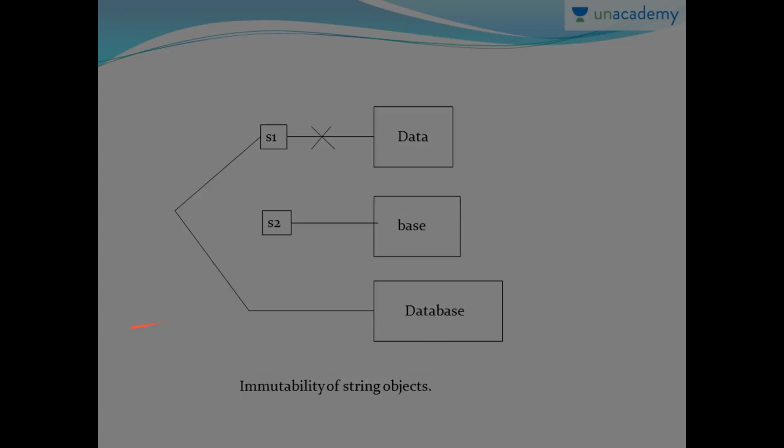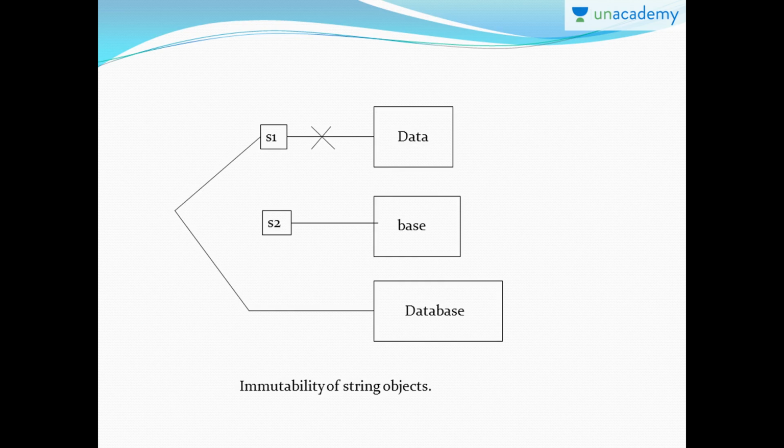But what happens with the JVM is, when you store some data in the S1 variable and some other data in the S2 variable, and then store something else in S1, a new place is created for that S1 again, and the addition of these, database, will be stored there. Therefore, immutability of string objects is always there.